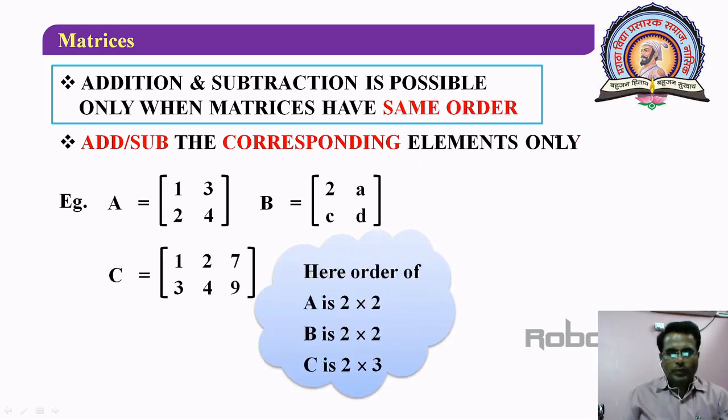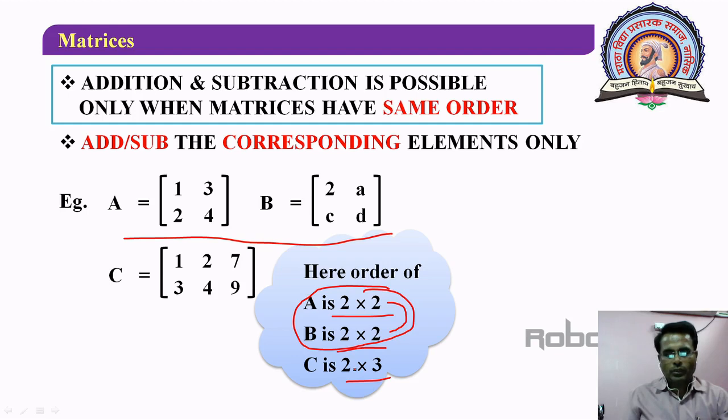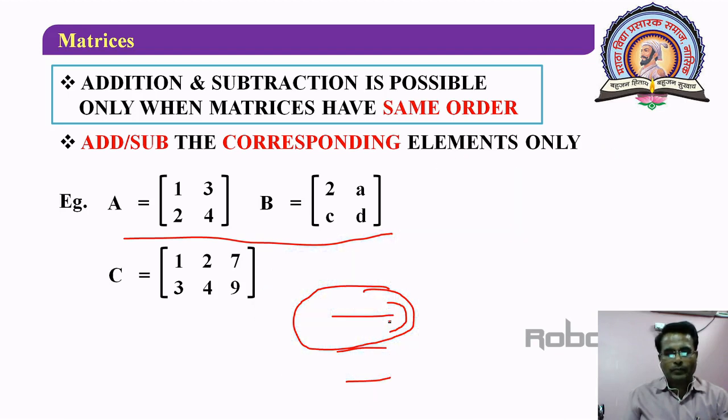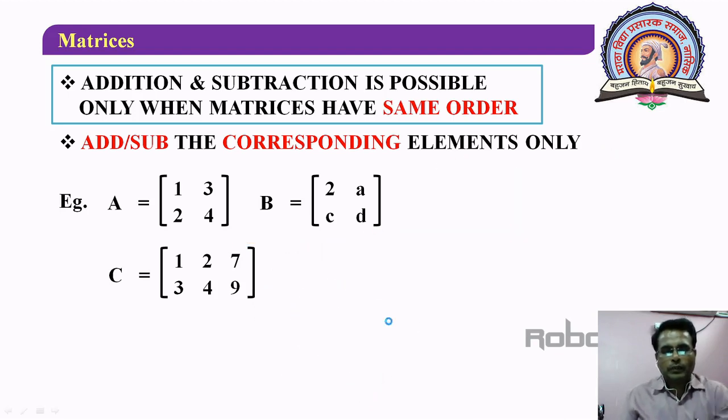Now you will observe that the orders of the matrices are like this: A is 2 by 2, B is 2 by 2 and C is 2 by 3. So these two matrices are of the same order. Therefore addition or subtraction is possible for only these two matrices A and B, and C is not possible to consider for addition or subtraction with A or B. So only A and B can be added or subtracted. This way you can consider.